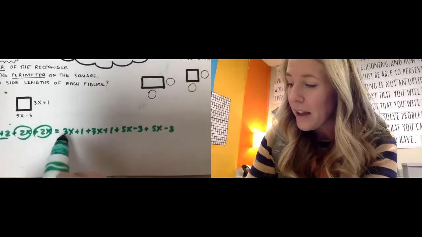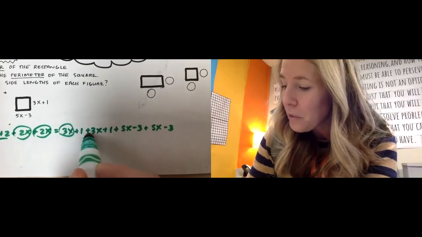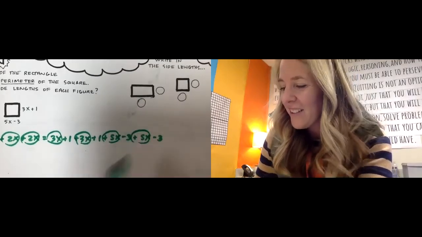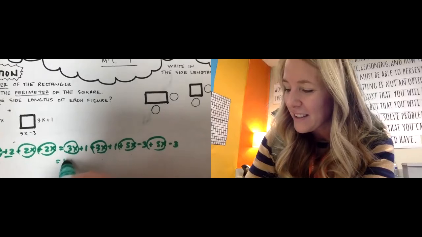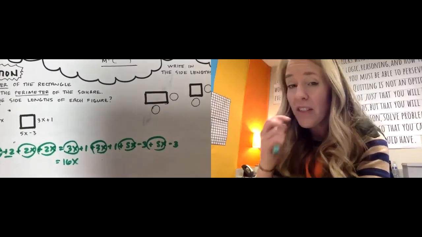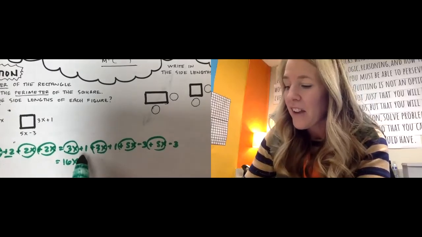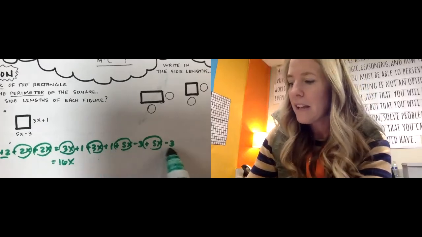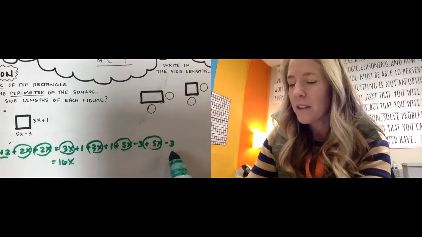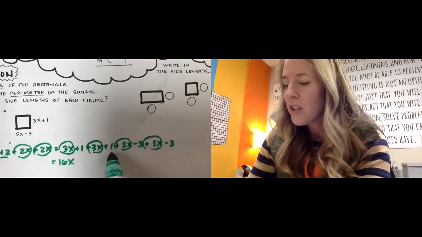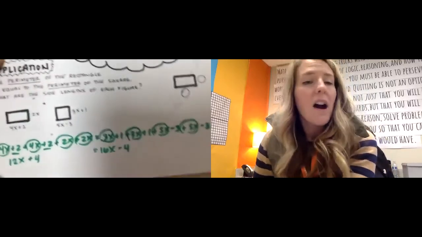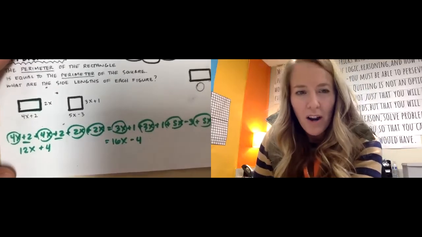On the other side, we got 3x's, 3x's, 5x's, and 5x's. Altogether, that's 16x's. Now be careful on this because we have some sign changes. I've got positive 1 and positive 1, that's 2. Negative 3, negative 3. Ooh, I'm taking away 6 right there. So positive 2 and negative 6 is a negative 4. And then I'm not going to tell you any more, okay?